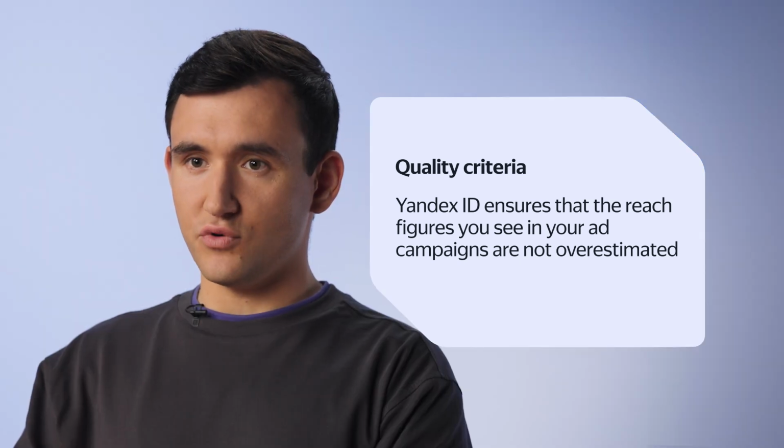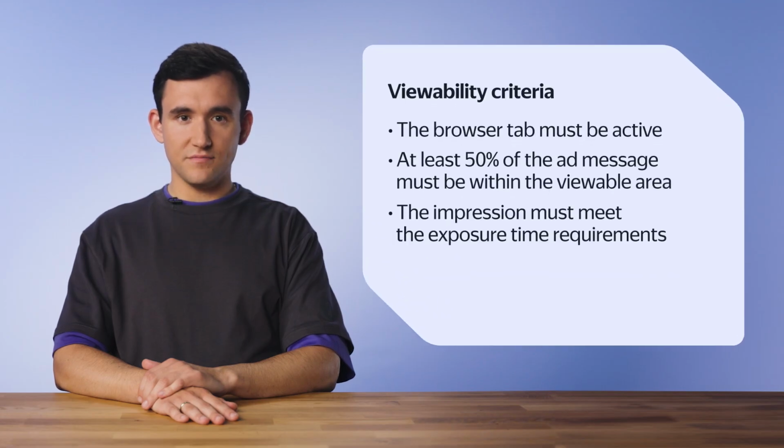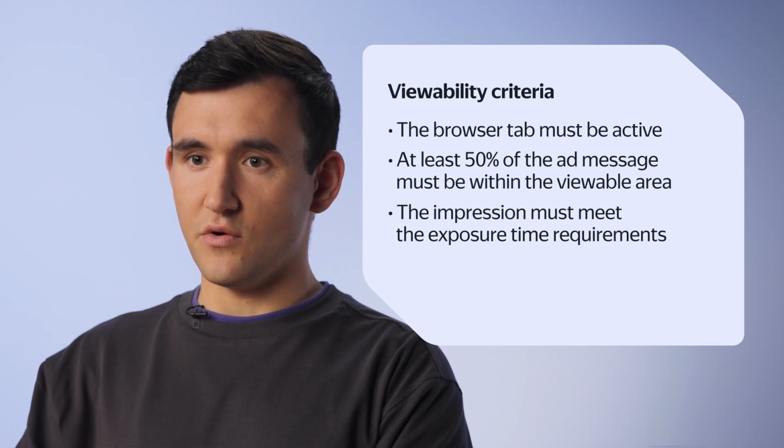All display ad impressions on Yandex should meet the viewability criteria. Specifically, the browser tab must be active, at least 50% of the ad message must be within the viewable area, and the impression must meet the exposure time requirements. That's 2 consecutive seconds for video ads and 1 second for banners.